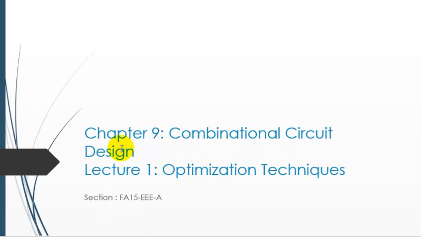Today we are going to start our chapter number 9, and the title of the chapter is Combinational Circuit Design. Basically, digital logic is divided into combinational and sequential circuits. Combinational circuits are those whose outputs depend only on the present input, while sequential circuits have some memory. So generally we can say that the building blocks for combinational circuits are the logic gates, while the building blocks for sequential circuits are the registers and the latches.